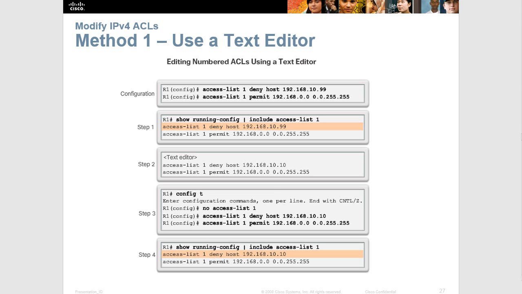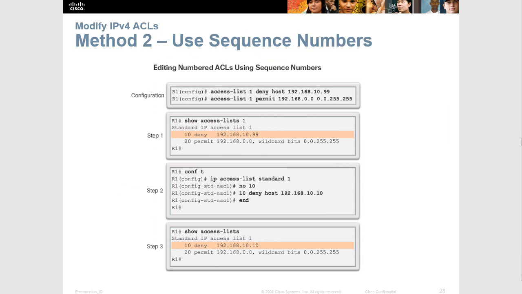go into your show running config, copy your access list, paste it into a text editor, okay, and then you could go in and remove the access list, go to your text editor, copy it, then paste it in with your corrections, and you'd go from there. Okay, sounds like a lot of work, because it kind of is. So there is a different technique you can use after you make your access list.